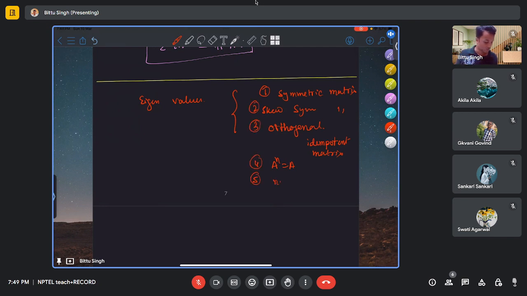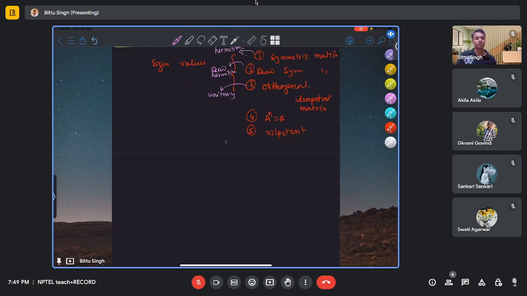Another matrix is nilpotent, and there is also a complex analog, that is the Hermitian matrix. For skew symmetric, the complex analog is skew Hermitian, and for orthogonal, it is the unitary matrix. So let us see properties of eigenvalues for those kinds of matrices.